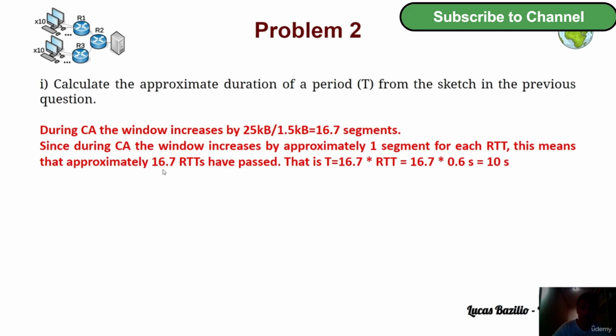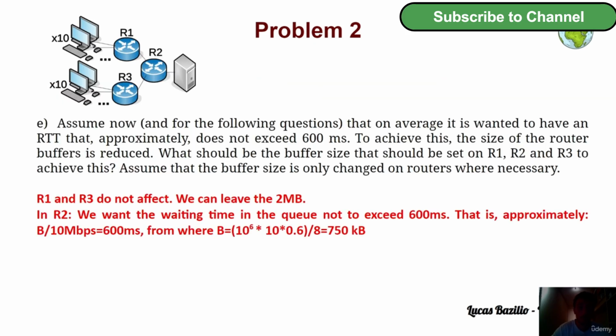As we know how many round trip times have passed, to calculate the period is trivial because we already know the value of one round trip time. What is the value of one round trip time? Well, we already saw in question E that we set the value of the round trip time to be 600 milliseconds, which is the same as 0.6 seconds. This is the value of one round trip time, 0.6 seconds.